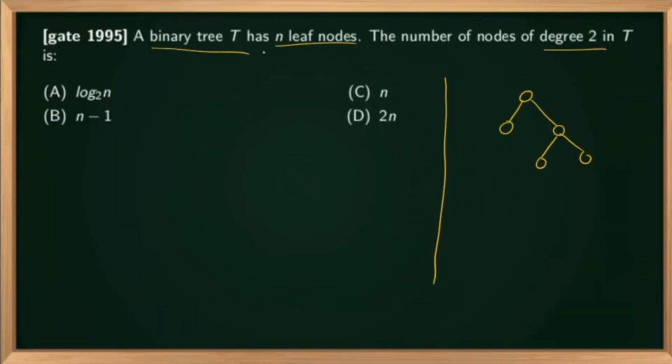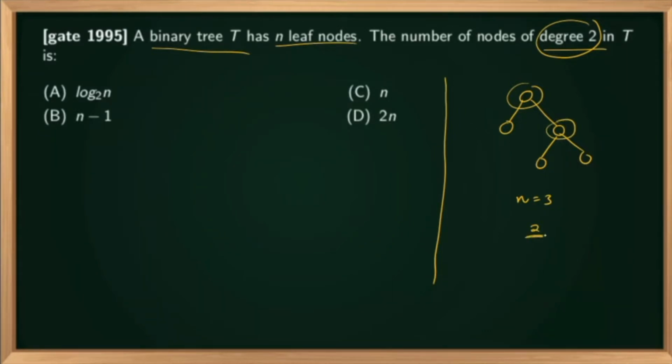Now we know that it has n leaf nodes, right? So here we have 3 leaf nodes, so n is equal to 3. And the number of nodes of degree 2, that's what we have to find out. Here we know the nodes with degree 2 are this one and this one, right? So the number of nodes with degree 2 is 2.